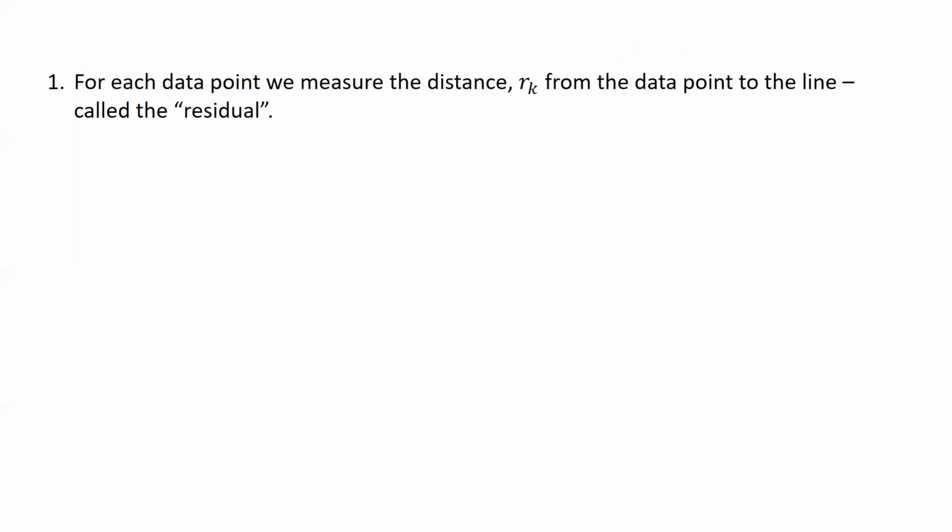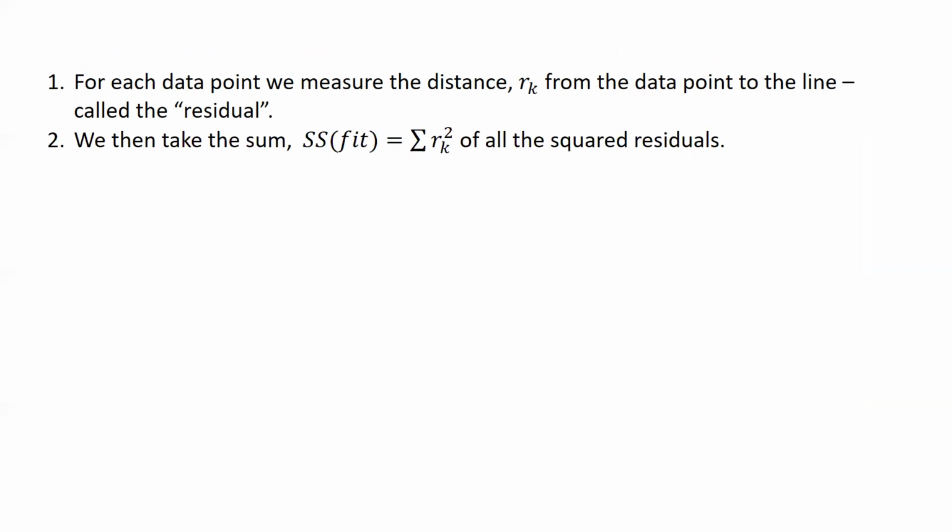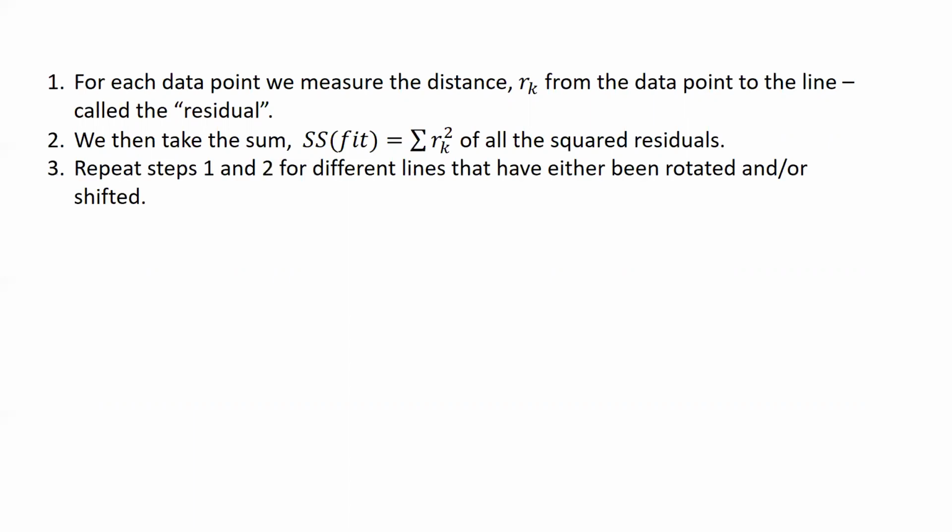So for each data point, we measure the distance, our residual, from the data point to the line. When we take all of these residuals together and sum them up, you'll notice that some of the residuals were negative because they pointed down. So we square these residuals and take the sum of squared residuals. This is called SS fit. And that's a really simple calculation.